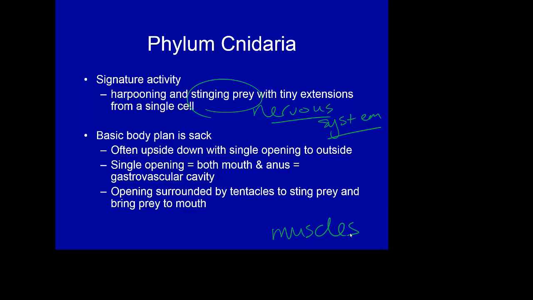But the basic body plan is simply a sac or a plastic bag looking type thing. There's a single opening to the gastrovascular cavity. The gastrovascular cavity suggests that the digestive and circulatory systems are one. Okay? And the single opening to that acts as both the mouth and anus. This is fine for an organism that's just trying to bring in food and digest it quickly and get rid of any waste very, very quickly.